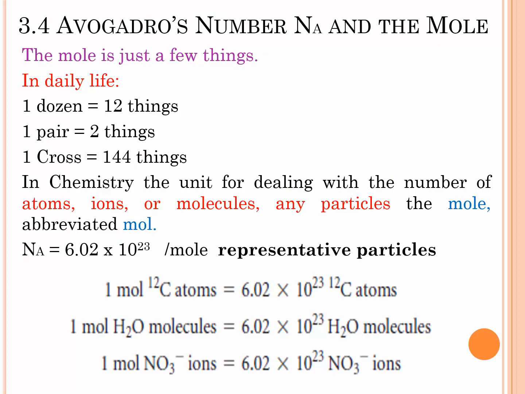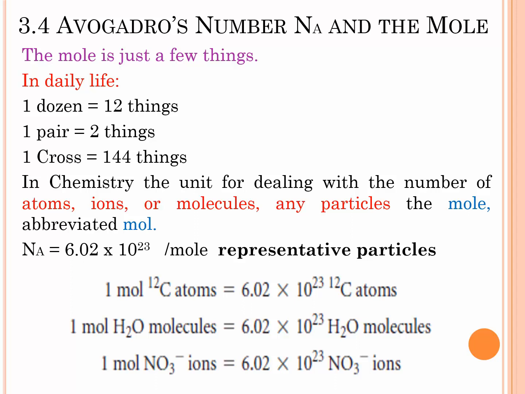Avogadro's number and the mole. Now the mole is just a few things. In daily life, 1 dozen equals 12 things, 1 pair equals 2 things, 1 gross equals 144 things. In chemistry, the unit for dealing with the number of atoms, ions, or molecules, any particles, is the mole, abbreviated mol. Na is the abbreviation for Avogadro's number.